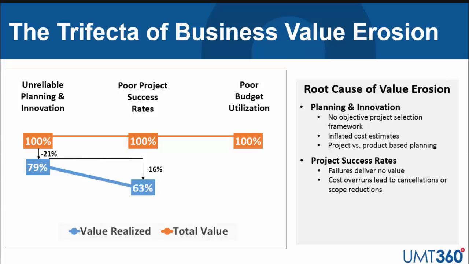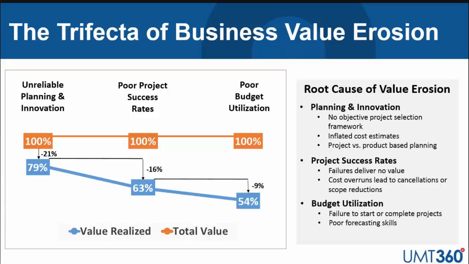The next area is poor project success rates. We talked about 18% of projects failing to be implemented. If you fail to implement a project, you're not going to receive the value from it, so that leads to value erosion. We talked about cost overruns. You have a finite budget. If projects run over cost, you're either going to have to de-scope them, or in theory, you won't be able to do other projects that were planned for the year, resulting in value erosion.